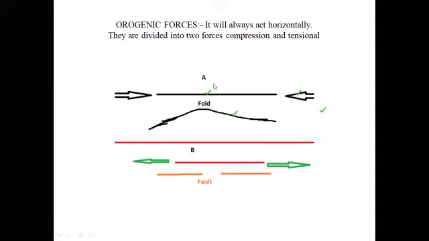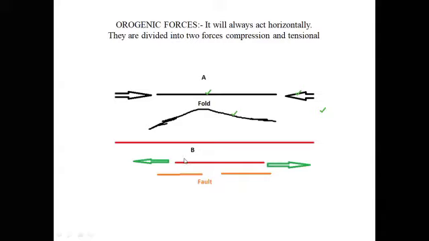Now when these two forces from both the sides push the landmass, what will happen? The landmass from the middle will start uplifting in this way. Such a process is called folding, and this is how mountains form.